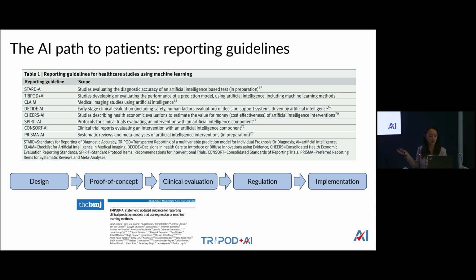The most recent one is Tripod Plus AI, and I think that is referenced in our booklets there. Tripod Plus AI is a very comprehensive guideline on prediction models, so development and validation of prediction models. And one of my favorite papers is actually the guidance document that accompanies Tripod Plus AI, which is just hugely educational and very helpful.